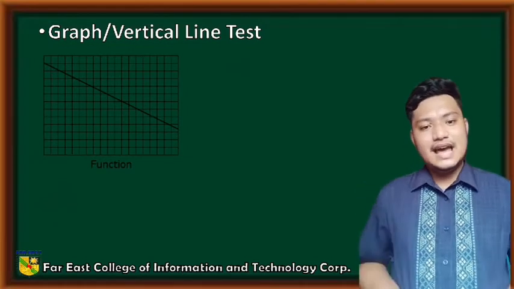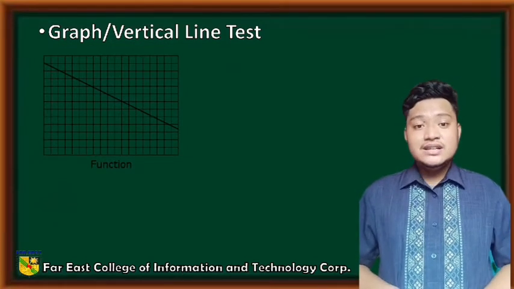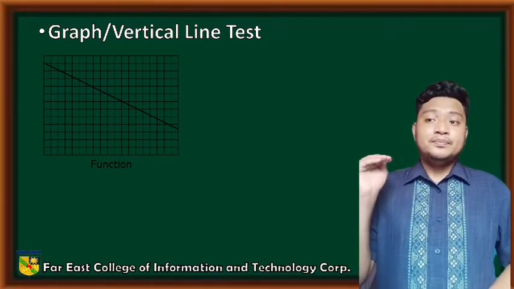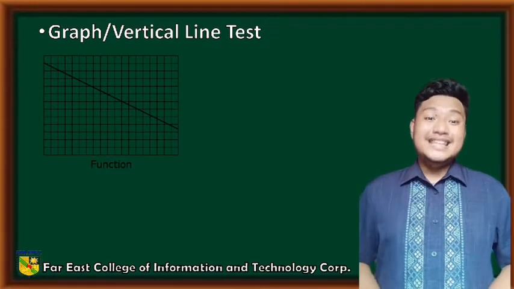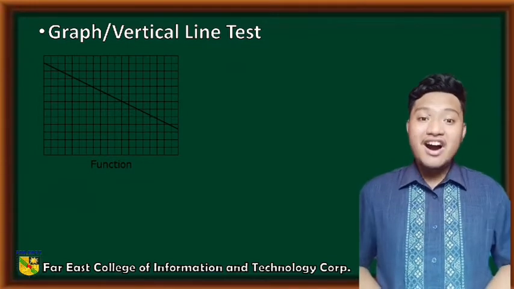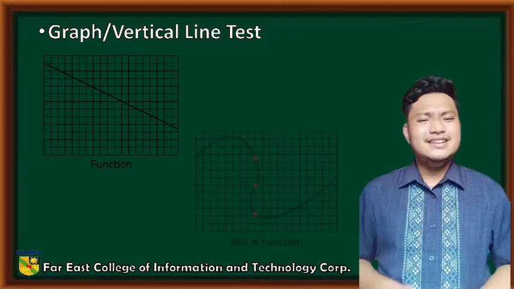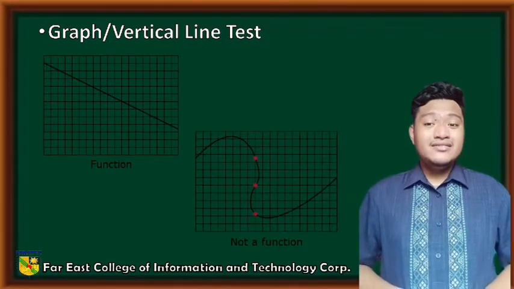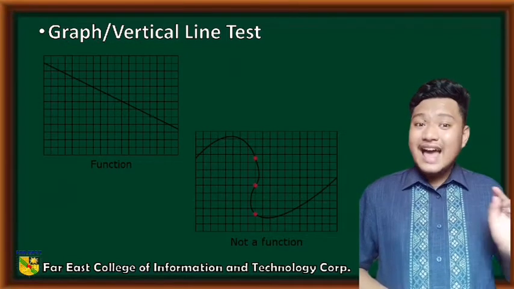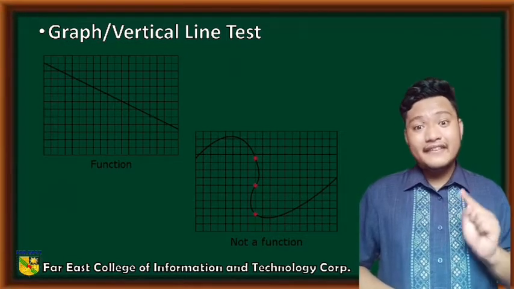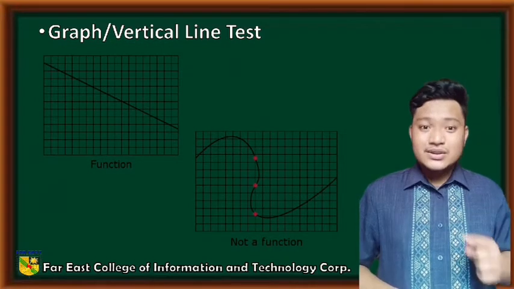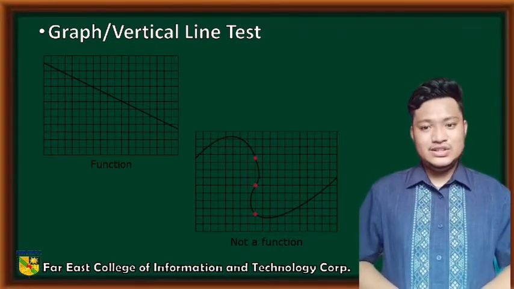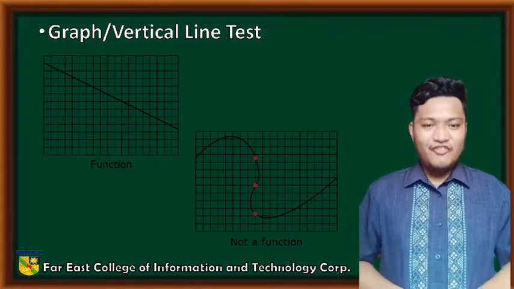So this shows that the function looks like a diagonal. So the line is diagonal, it means it is a function. So they are unique values. Unlike here in the second graph, it is not a function because the line is a curved line. So natatamaan po yung same na value ng line na yun. So hindi po siya function.